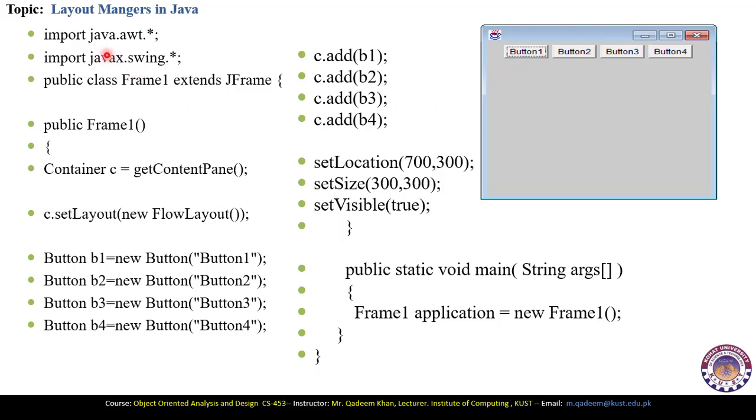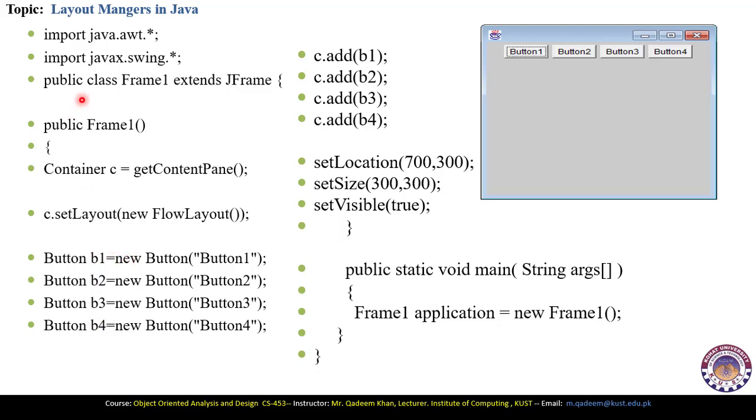Here is the code of this layout manager. First of all, we have important packages. The packages are import java.awt.*. This package will help you to define the JFrames. This is the abstract windowing toolkit package. Next one is the import javax.swing.* package. This package will enable you to define different controls of the GUIs like buttons.